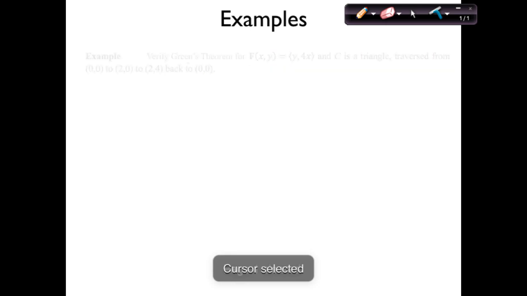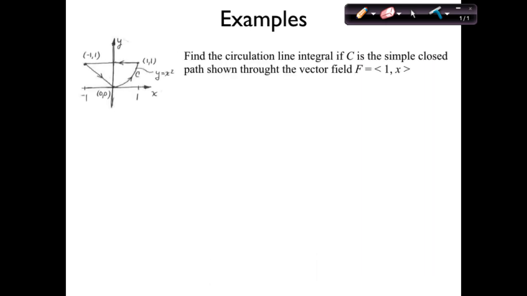So I think this is from your last review sheet, right? Did you remember this from your review sheet? This says, find the circulation line integral if C is the simple closed path shown through the vector field <1, x>. So we've got this part of the parabola and this horizontal line, and then this diagonal segment. So we need to find the circulation line integral.